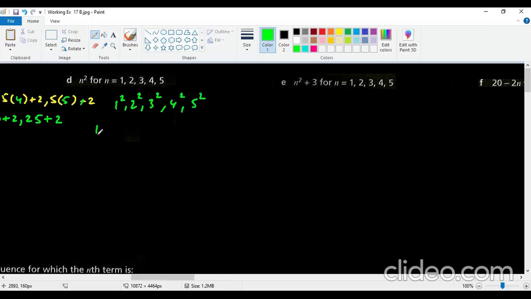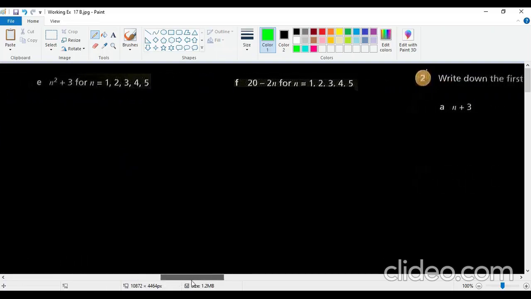So the first term is a 1, the second term is a 4, 9, and 16, and 25. This is the sequence we are talking about. Now comes question number E.